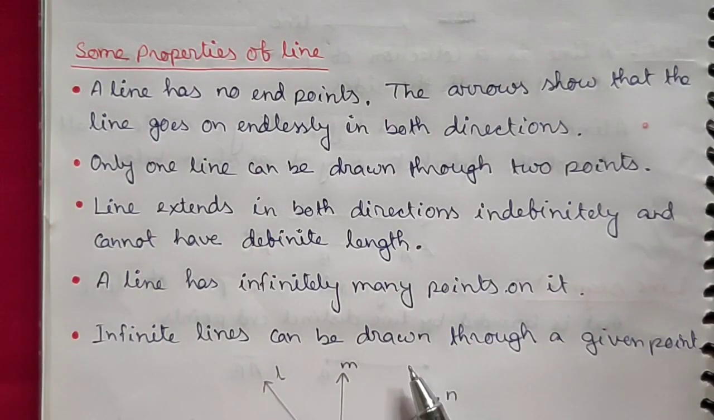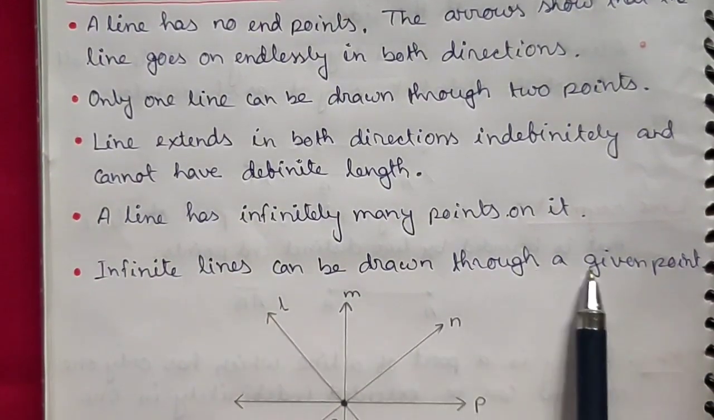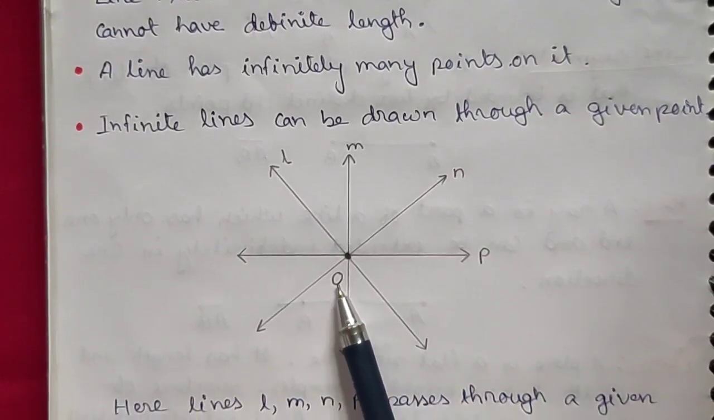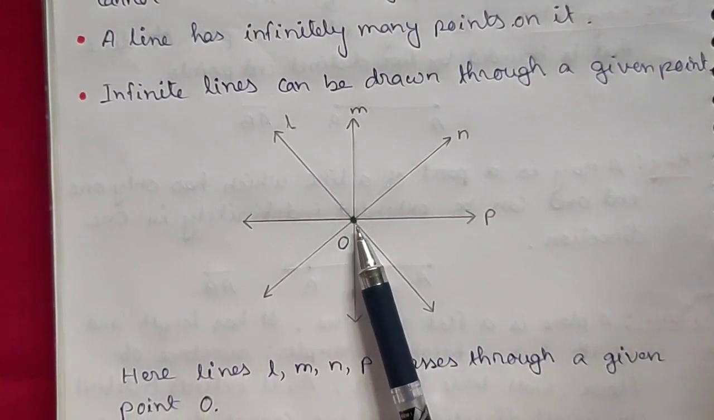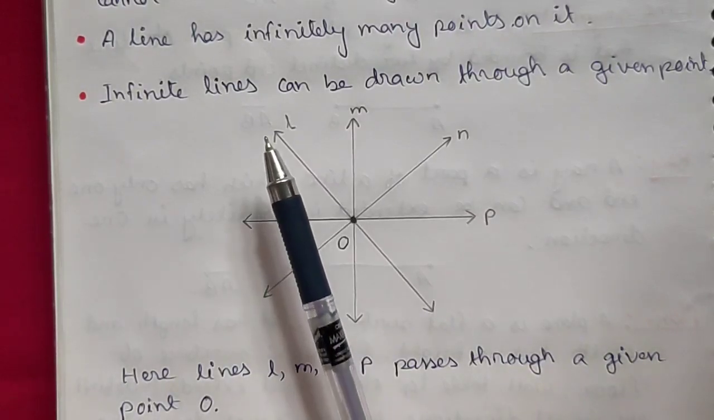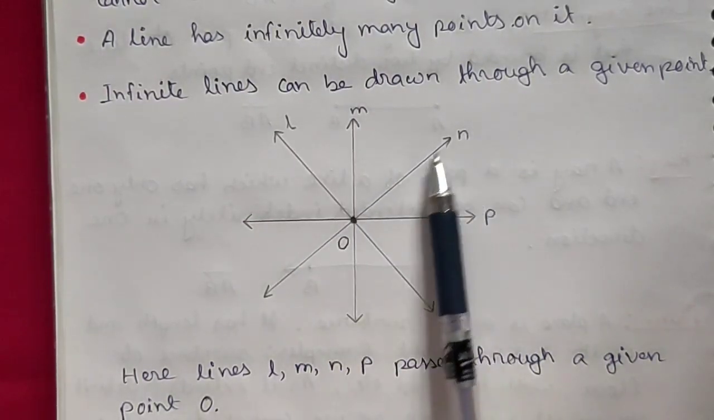Next is that infinite lines can be drawn through a given point. Suppose this is a point, point O. Now we can draw an infinite number of lines. Infinite means we can draw many lines like this. Through this point I have drawn line M, line N, line P.